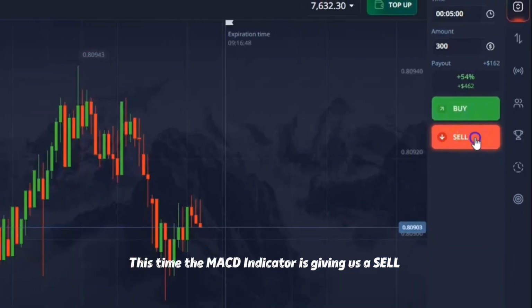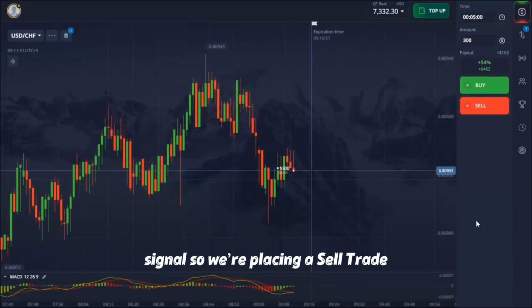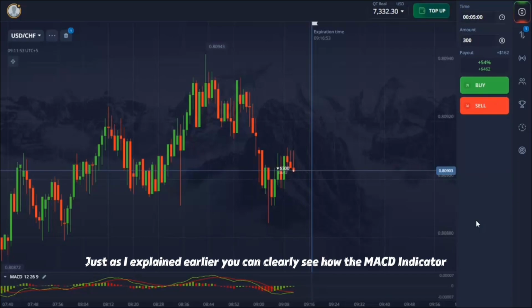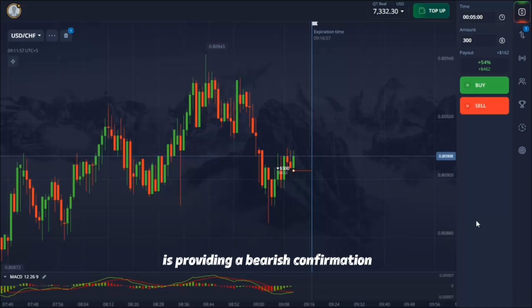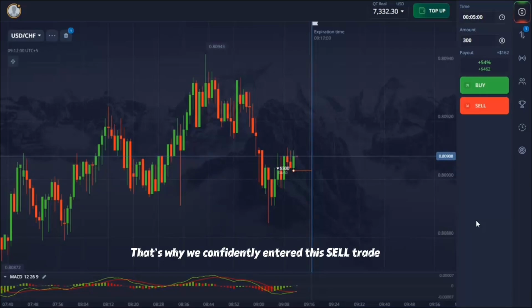This time the MACD indicator is giving us a sell signal, so we're placing a sell trade. Just as I explained earlier, you can clearly see how the MACD indicator is providing a bearish confirmation. That's why we confidently entered this sell trade.